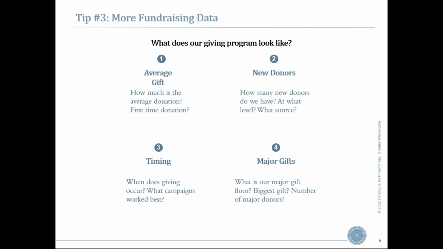Secondly, thinking about new donors, just looking at how many new donors did we get last year? How many people gave for the first time during the year? At what level were they giving, like we were just talking about? What time did they give during the year? Because that's also going to help us probably figure out what source.